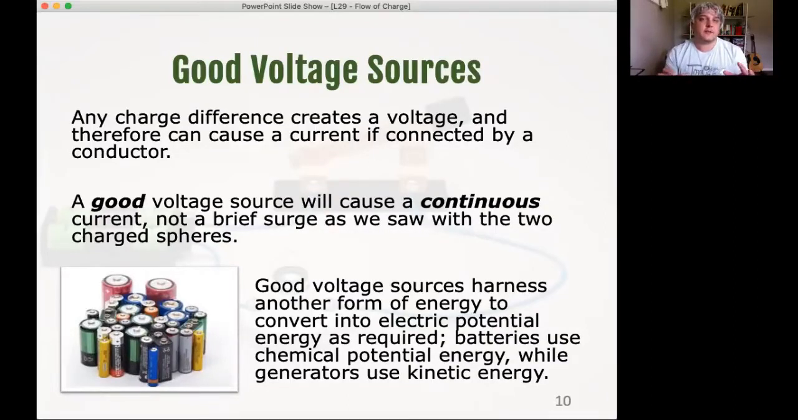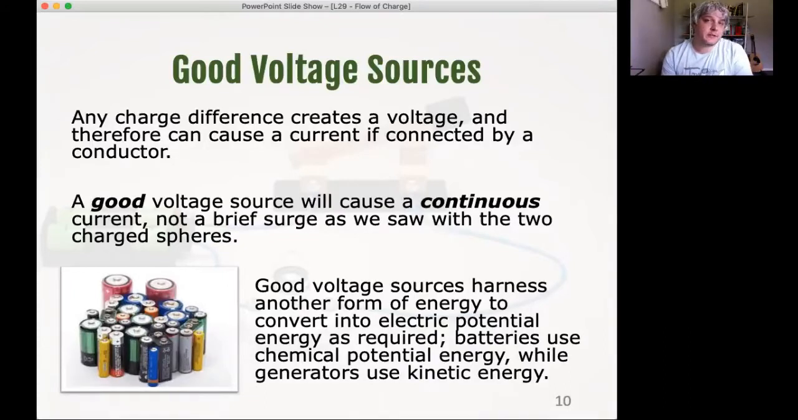If you connect the two charged spheres, a bunch of electrons move, and pretty quickly they're all at the same charge, nothing else is happening. So that current was a real quick little burst and then drops to zero pretty quickly. We drop to no current. So a good voltage source, what they do is they actually store some other kind of energy inside them, which they then convert to electric potential energy as required.